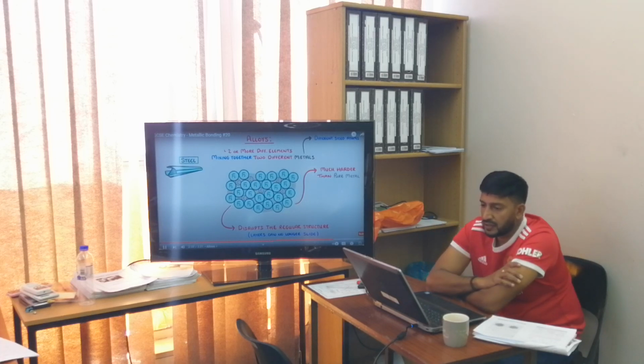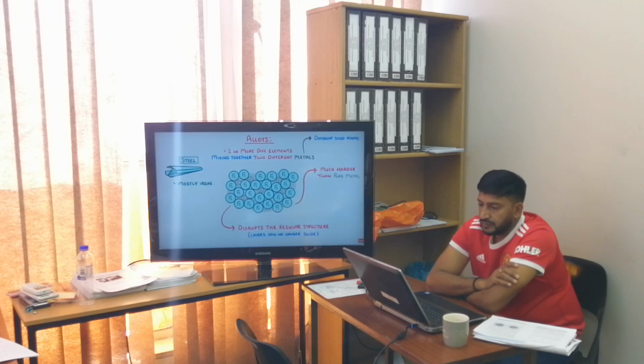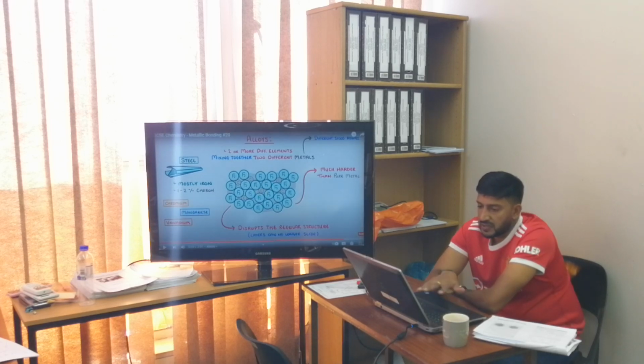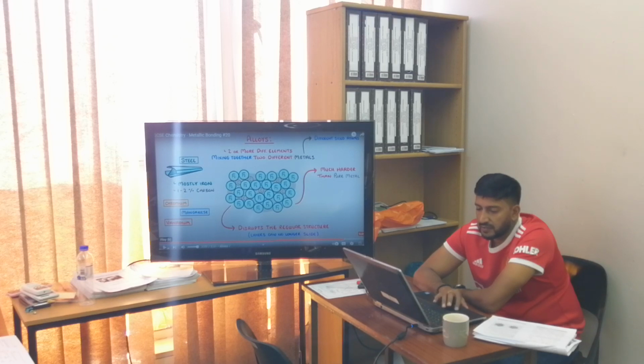Here we've shown steel, which is made up mostly of iron, but also contains 1 to 2% carbon. It also sometimes contains chromium, manganese, or vanadium, depending on which properties we wanted to have. So your steel is an alloy. It contains mostly, I think it's like 80% iron, and then 1 or 2% carbon, chromium, manganese, vanadium. And this gives it the strength that it needs to be used in things like cars and planes.